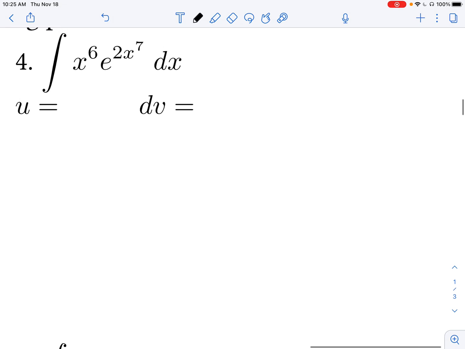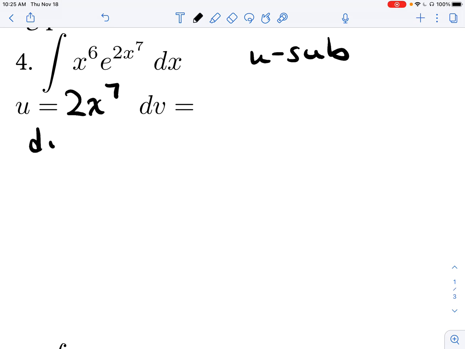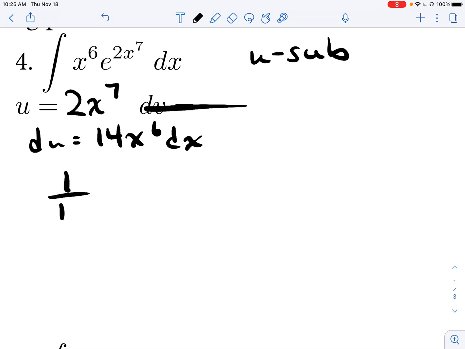Number 4, u sub actually works here. So we'll set u equal to 2x to the 7, du is equal to 14x to the 6th dx, and dv then is no longer required. And again, if you would like to integrate that on your own and check your work, you have 1 over 14 times 2x to the 7th power plus c as our integral.